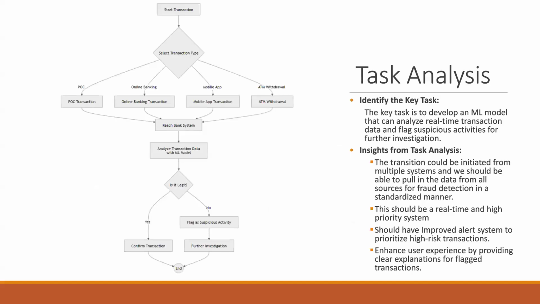So to avoid all these things, I've tried to figure out the tasks. From the task analysis perspective, I've tried to come up with a use case on generally how the user journey would look. A transaction could get initiated in any of these ways. For example, through a POS system in a store, or through online banking or mobile banking. Maybe I'm trying to buy something on Amazon online.